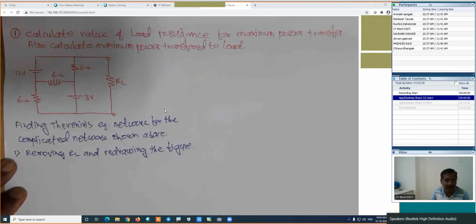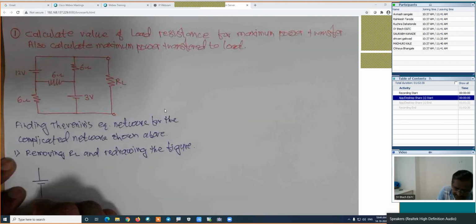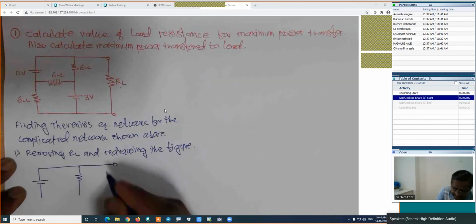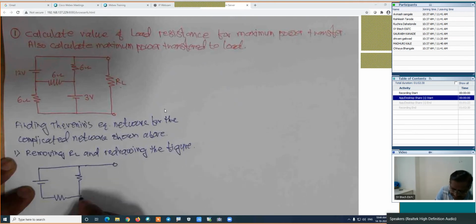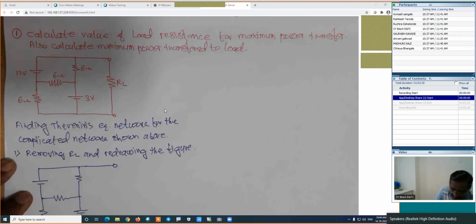Is it right? How will be the figure? I will draw here. We are just removing the load resistance and drawing the same figure, and here we are interested in the calculation of VTH and RTH. This will be the figure. Is it right? This is point A and this is point B. In this case, this is the 3 volt, it is the 6 ohm, this is again 6 ohm, this is again 6 ohm, and here this value is the 12 volt which is plus and minus. This is 3 volt which is plus and minus again.